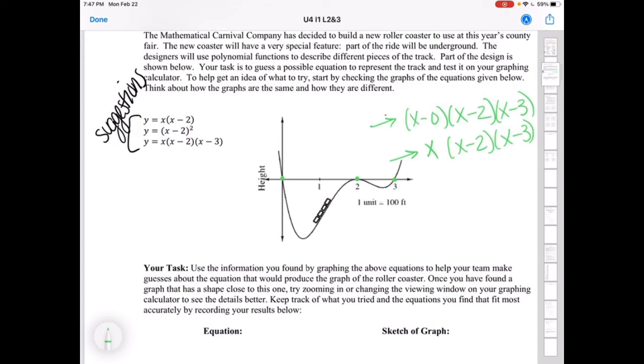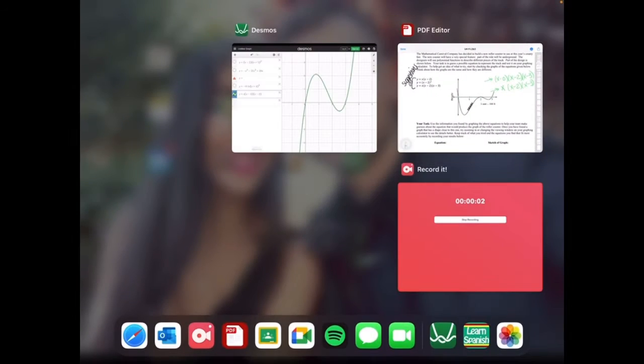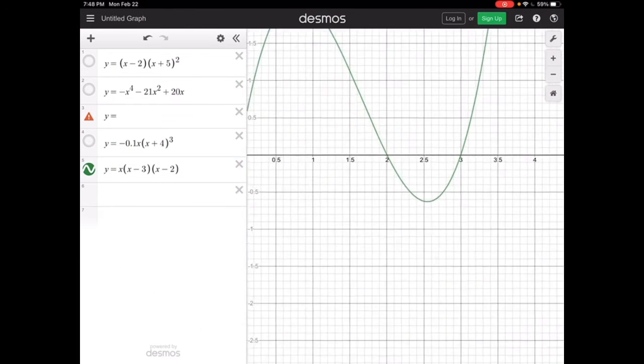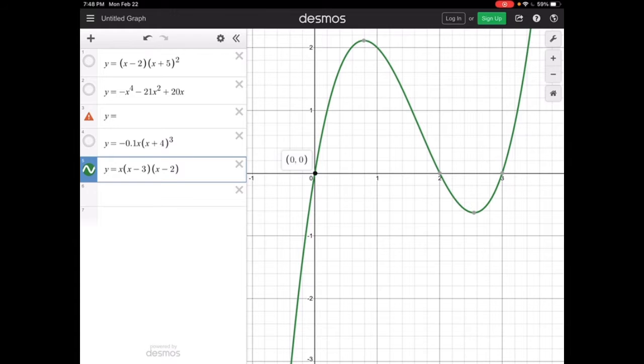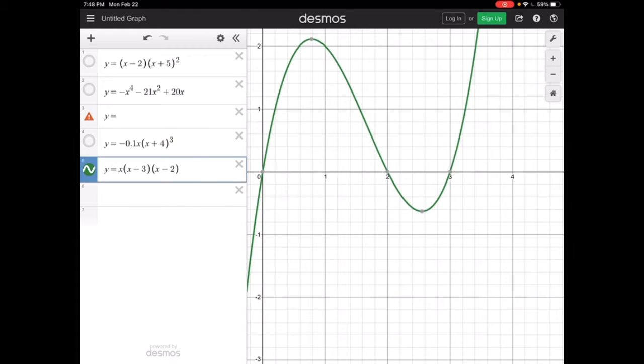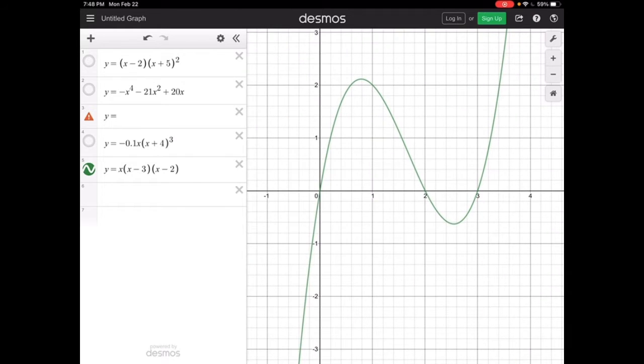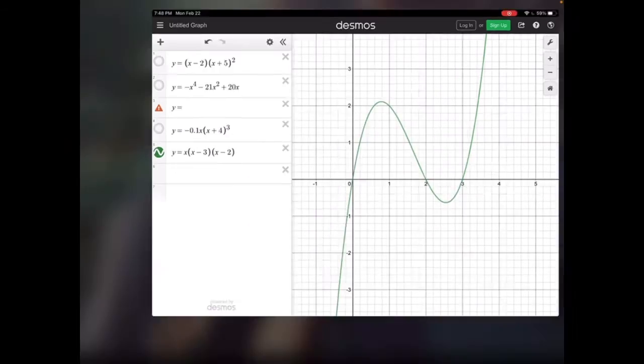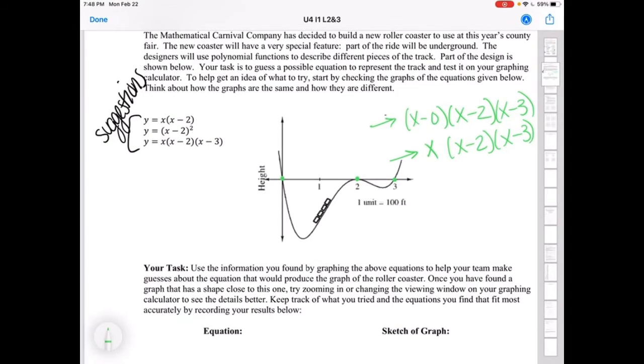And let's see if this matches up with what I have in front of me. So here I've graphed it. If I look at this line, I'm looking at my x-intercepts 0, 0, 2, 0, and 3, 0. So all my x-intercepts are there. But the only thing that's wrong is the graph doesn't have the same concavity, it doesn't have the same end patterns. So I need to make sure that my graph is more specific.